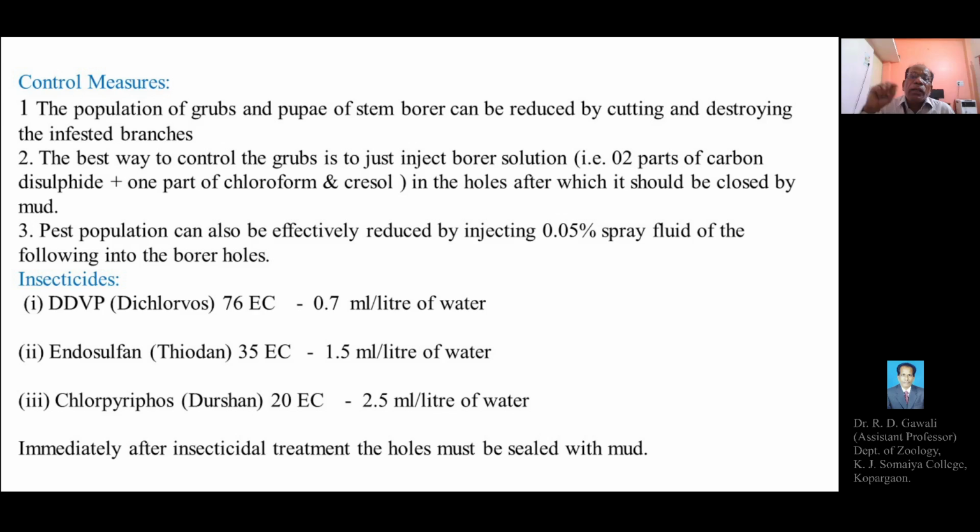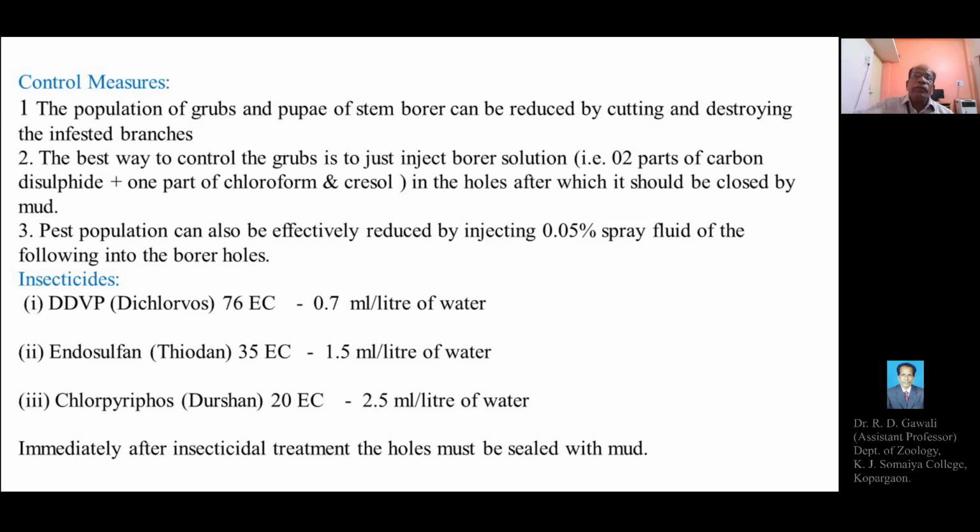So 0.7 ml of DDVP or dichlorvos per liter of water can be used as a spray fluid and can be injected into the burrows or the tunnels of the mango stem borer in the stem or shoot of the mango plant. Then endosulfan or thiodan 35 effective concentration, 1.5 ml per liter of water, and chlorpyrifos, Dursban 20 effective concentration, 2.5 ml per liter of water.